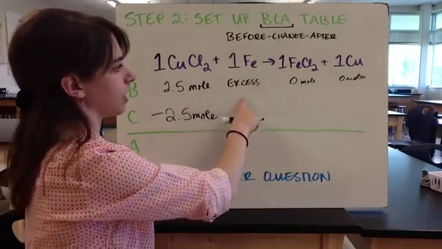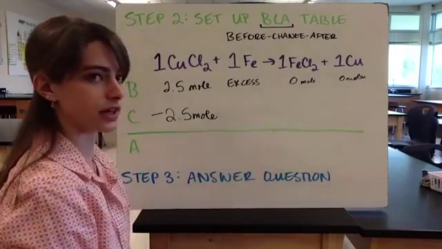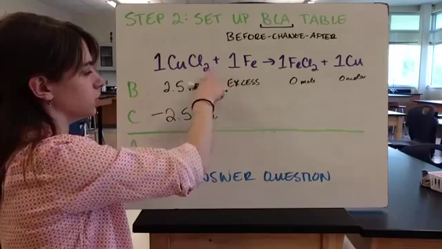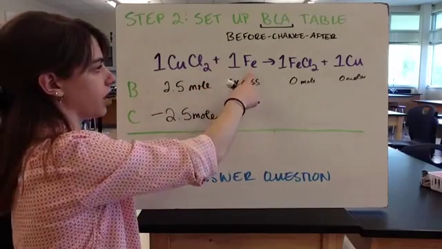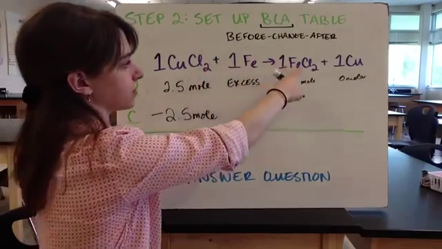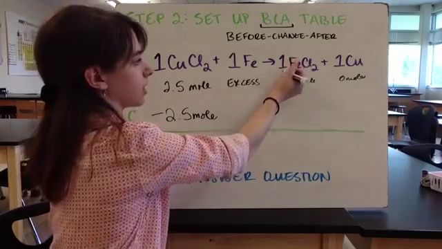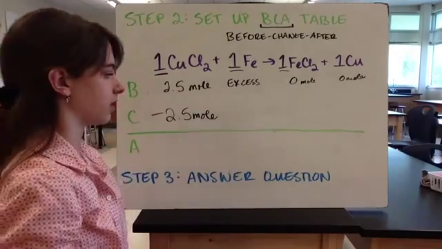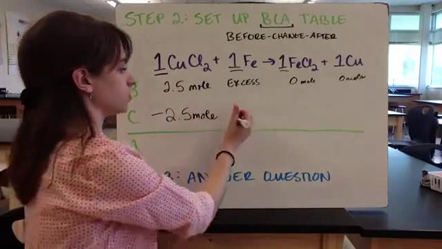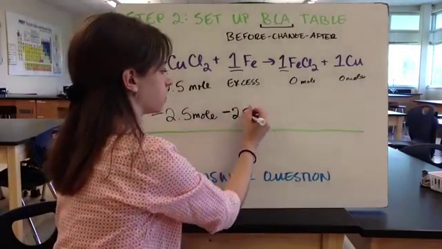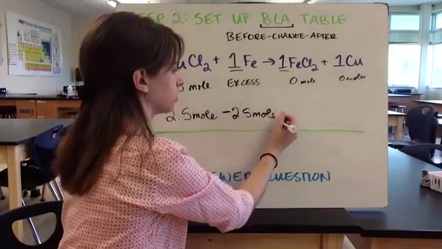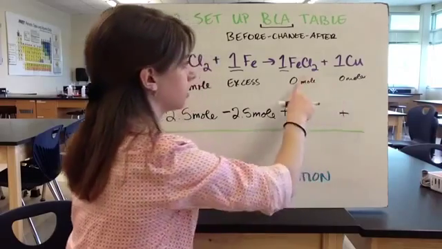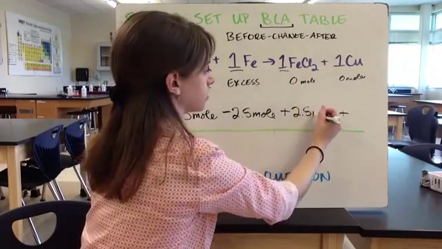And now we need to figure out what we have for each of our other things. If we look at these, they all have a 1-to-1 ratio. There's 1 copper 2 chloride to every 1 iron, 1 copper 2 chloride to every 1 iron 2 chloride. Those come from the coefficients. That means we're going to lose or gain the same amount. So if we lose 2.5 moles, we're going to lose 2.5 moles of our other reactant. And we're going to gain, because we're making our products, 2.5 moles of each of these.